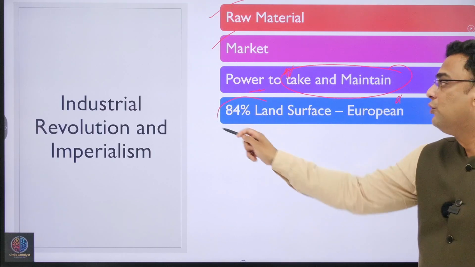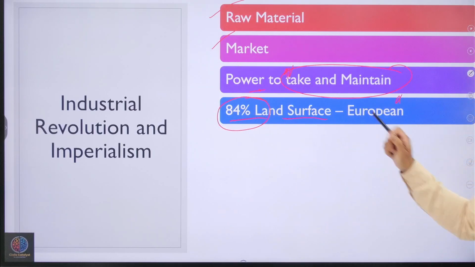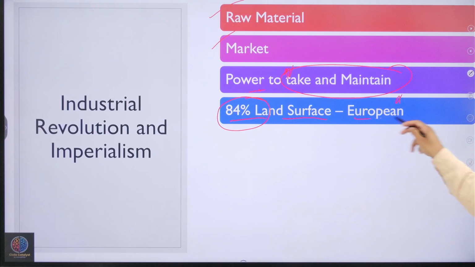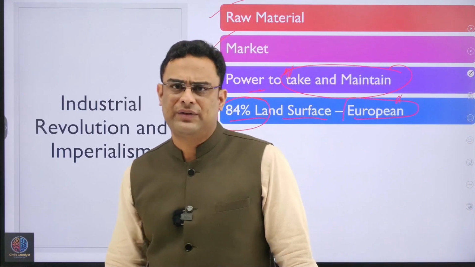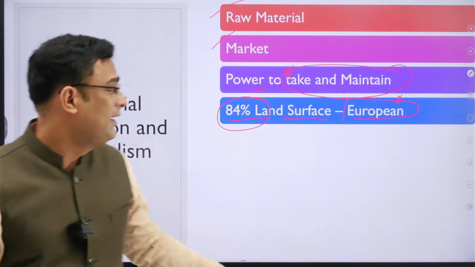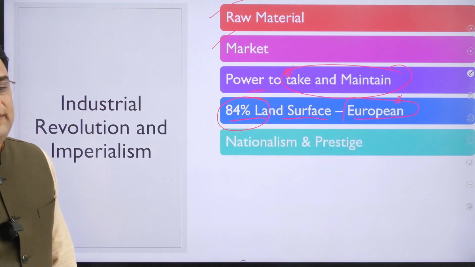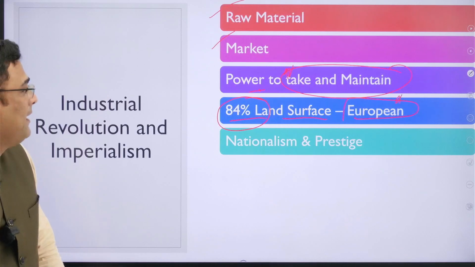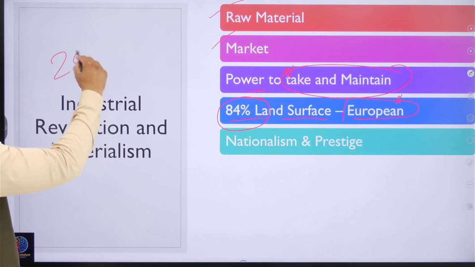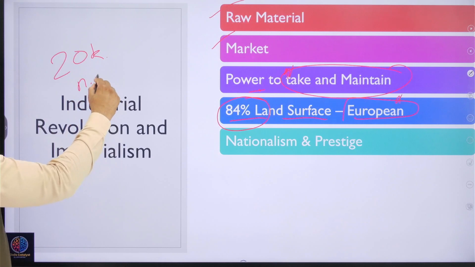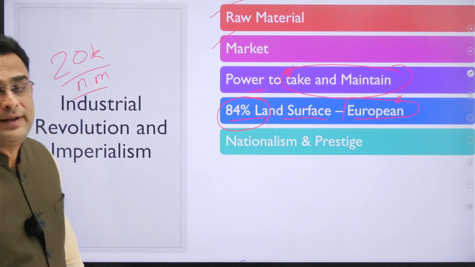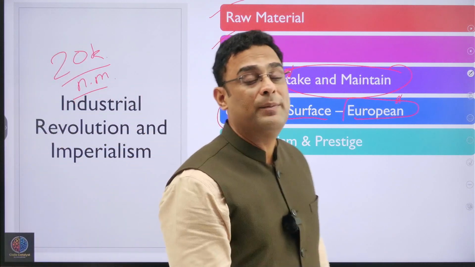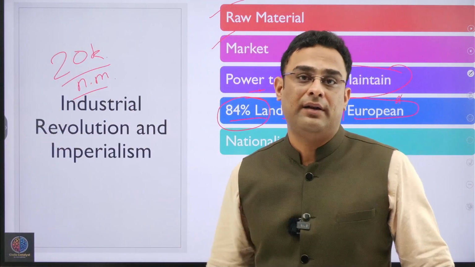So much so that दुनिया का 84% land surface area was under European control or domination. Can you imagine that? Just 7 odd European powers were controlling 84% of the world's land surface area. British people had come to India from 20,000 nautical miles away. And they were dominating a whole subcontinent.